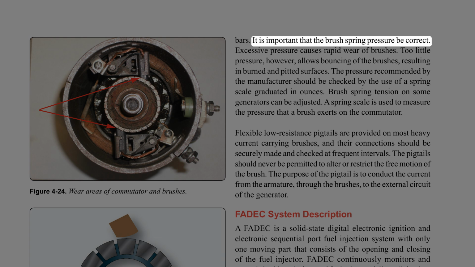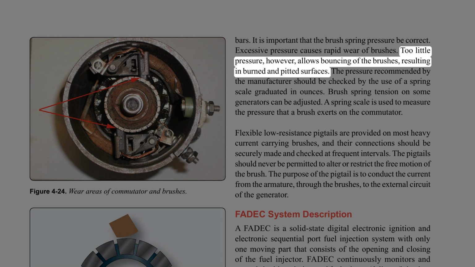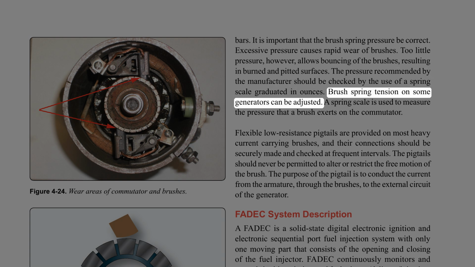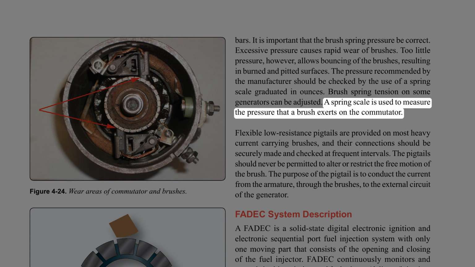It is important that the brush spring pressure be correct. Excessive pressure causes rapid wear of brushes. Too little pressure, however, allows bouncing of the brushes, resulting in burned and pitted surfaces. The pressure recommended by the manufacturer should be checked by the use of a spring scale graduated in ounces. Brush spring tension on some generators can be adjusted. A spring scale is used to measure the pressure that a brush exerts on the commutator.